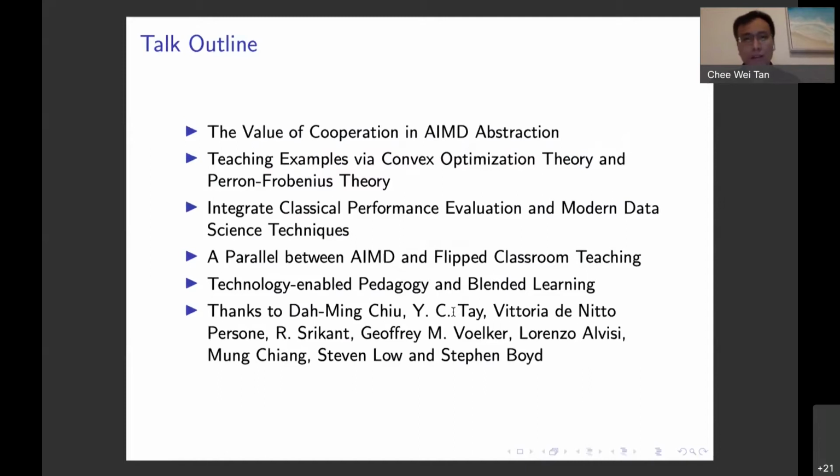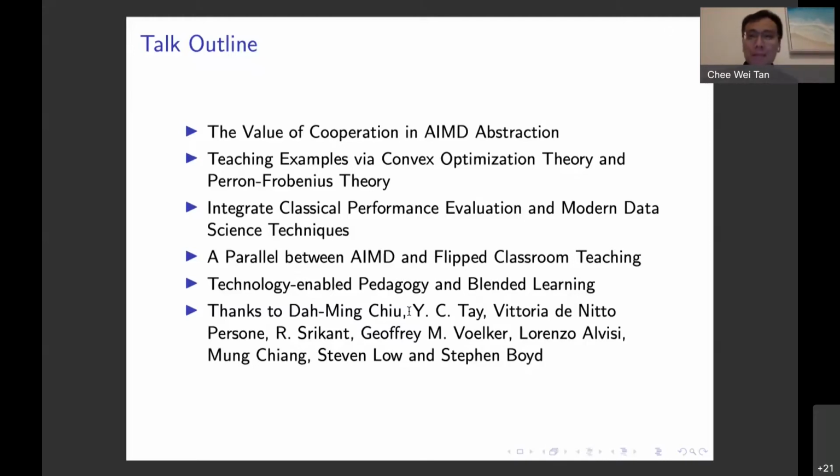So this is the talk outline. I spoke to Professor Daming Chiu about this paper, and he gave me a few insights into what he did back then in the 1980s when he created this AIMD together with Rajan at IBM. So what he mentioned was that in the early days of internet congestion control, and actually we do have a few internet congestion control pioneers in our audience, for example, Fernando Paganini, right?